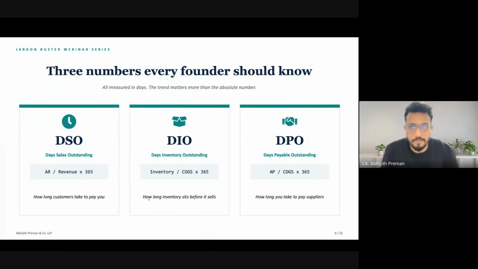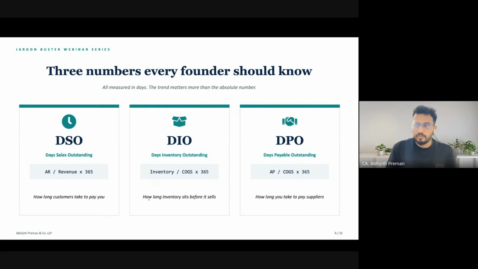Be it a service industry or a manufacturing or trading entity, this is important for everyone. This DIO is confined to manufacturing or trading, but DSO and DPO are for all the industries. So the first thing is DSO, days sales outstanding. Days sales outstanding means your accounts receivable divided by revenue into 365, which means how long customers take to pay you.